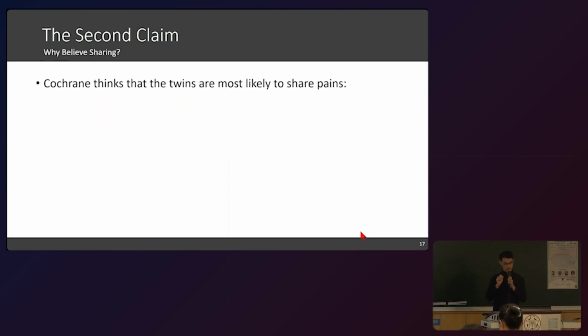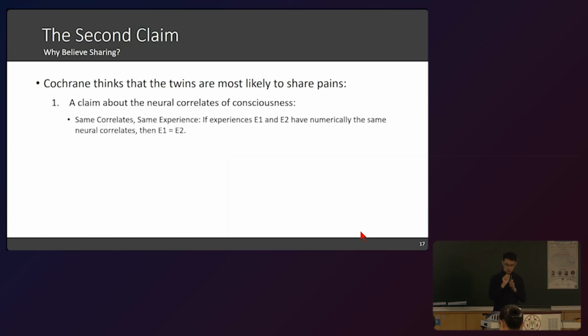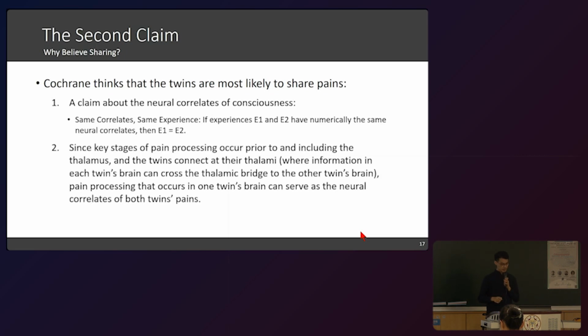Now, Cohn himself thinks that the twins are most likely to share pains. He reasons as follows. First, here's a claim about the neural correlates of consciousness, according to which, if experiences E1 and E2 have numerically the same neural correlates, then E1 is E2. Second, since each stage of pain processing occurs prior to and including the thalamus, and the twins connect at their thalami, where information in each twin's brain can cross the bridge to the other twin's brain, pain processing that occurs in one twin's brain could serve as the neural correlates of both twins' pains. It follows from the first claim that the twins can have the same pains.